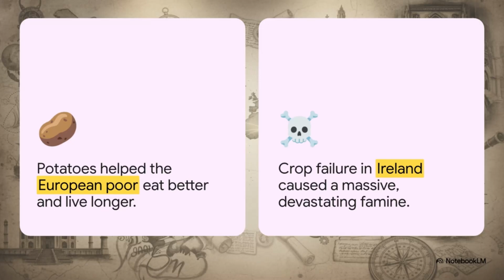Now, nothing illustrates the double-edged sword of global trade quite like the humble potato. On one hand, it was an absolute nutritional revolution. When it was introduced, Europe's poor actually began to eat better and live significantly longer. But there's a flip side. Over-reliance creates immense vulnerability. In Ireland, when the potato crop failed, it caused a massive, devastating famine. So connectivity brings life-saving resources, for sure, but it also introduces catastrophic risks.